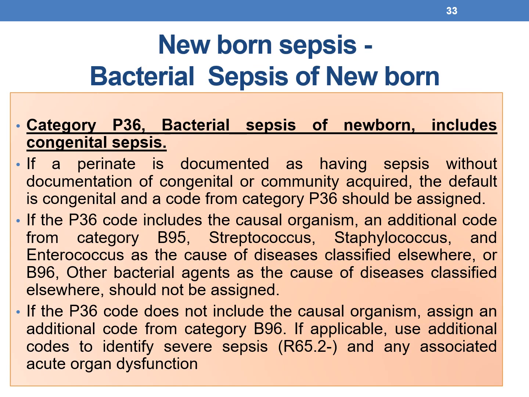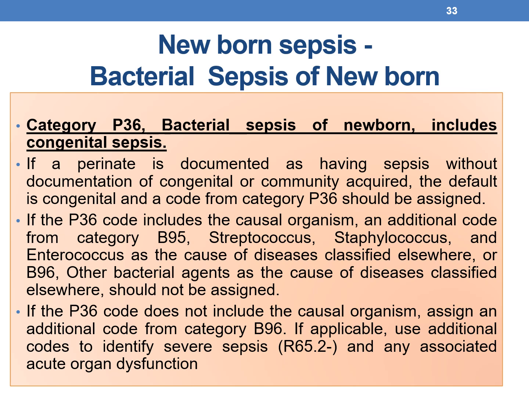Now coming to newborn sepsis or bacterial sepsis in newborn. For that case, category P36, bacterial sepsis of newborn, should be coded and it includes congenital sepsis. If a perinate is documented as having sepsis without documentation of congenital or community acquired, the default is congenital and a code from category P36 should be assigned.